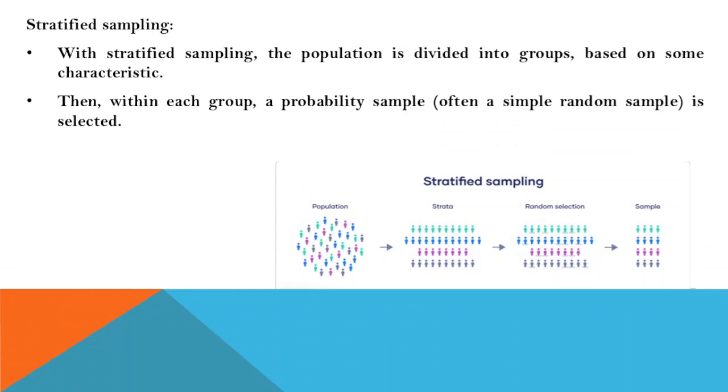Another type of probability sampling is stratified sampling. With stratified sampling, the population is divided into groups or strata based on some characteristic. Then, within each group, a probability sample, often a simple random sample, is selected. For example, as you see here, the population is categorized or grouped into different strata and individuals are randomly selected to be included in the sample, which is known as stratified sampling. In stratified sampling, the groups are called strata.